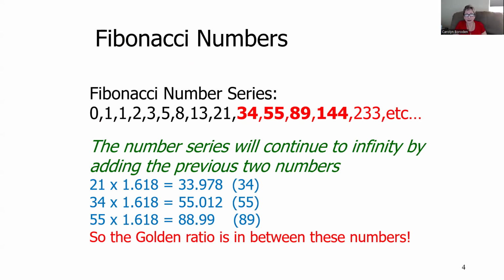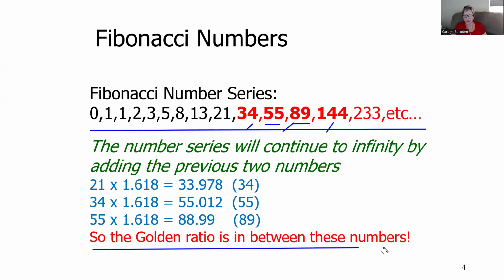If anybody is not familiar with the Fibonacci numbers, this is basically the number series, okay? And we're not using the actual number series for the work, but we're using the ratios in between the numbers, okay? So basically, if you take 34, multiply it by 1.618, that's pretty much going to give you the next number in the series. So that 1.618 is in between these numbers. Okay, and you can do some of that math yourself. So the golden ratio is in between these numbers.